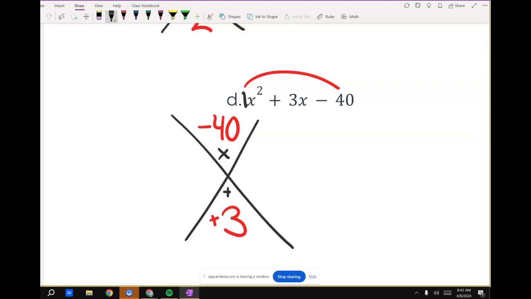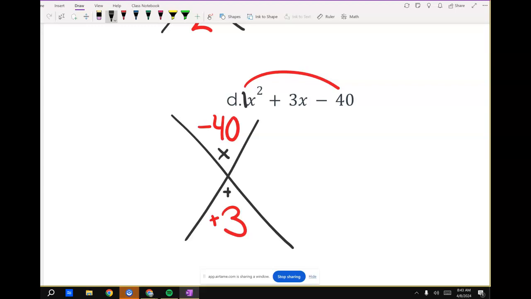So negative 40. So we're looking at 40. My options are 1 and 40, 2 and 20, 4 and 10, 5 and 8. So again, point to which one has a difference of 3 between them. 1 and 40 is a difference of 39. 2 and 20 is a difference of 18. 4 and 10, there's a difference of 6. 5 and 8, there's a difference of 3.